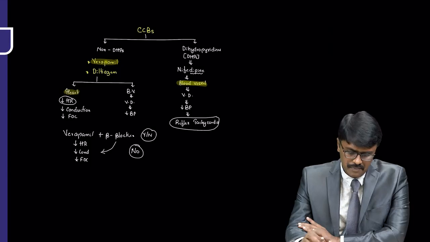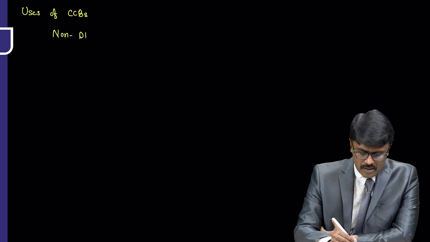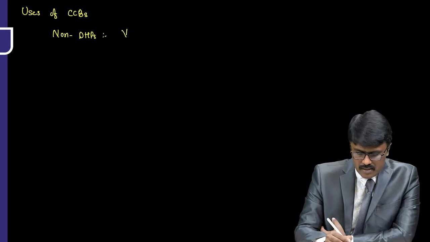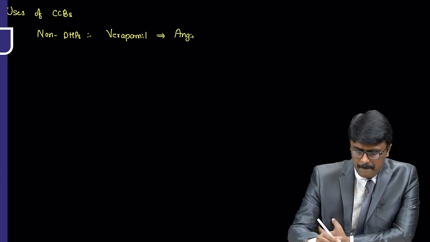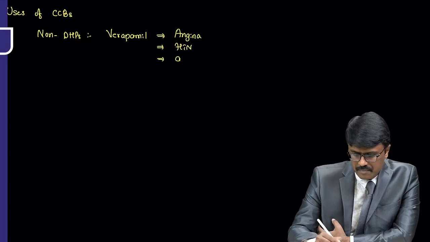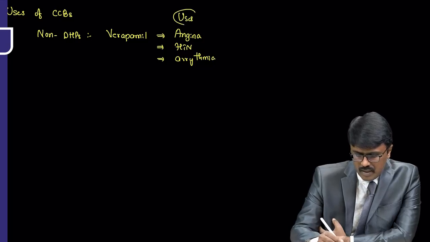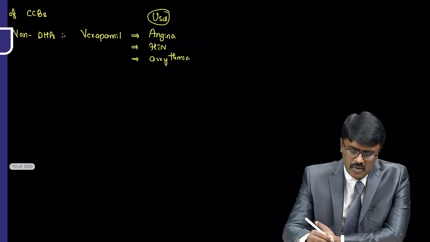So we understood the mechanism of action of CCBs and what are the group of drugs. So once we understand that, let me write the uses. So what are the uses of calcium channel blockers? Now let me tell you about non-DHPs. What are their uses? The non-DHP drug is verapamil. So verapamil is used in angina, hypertension, and arrhythmia. So what about diltiazem?